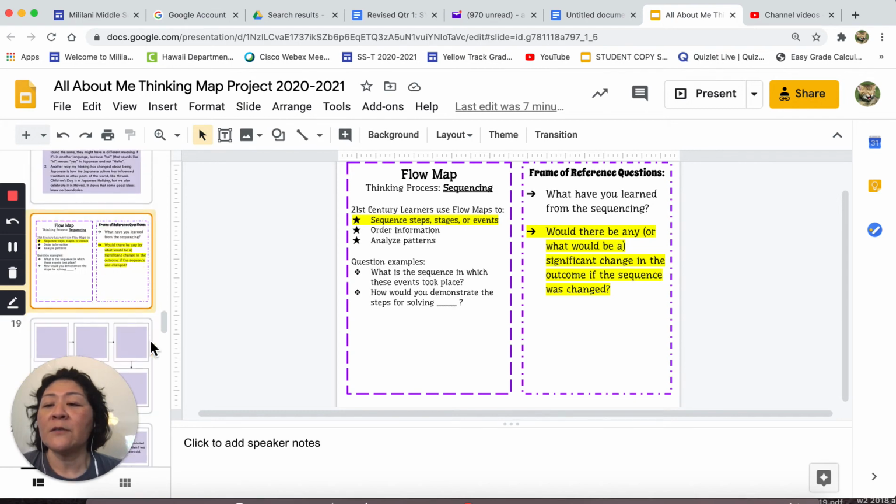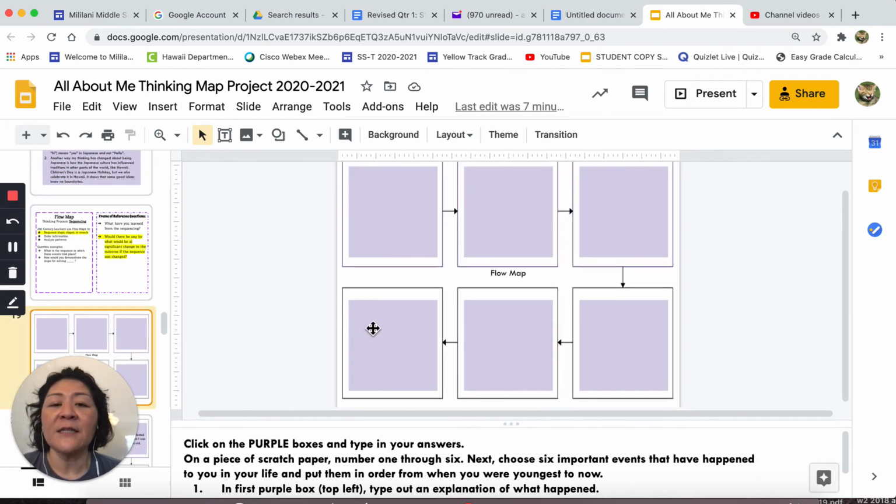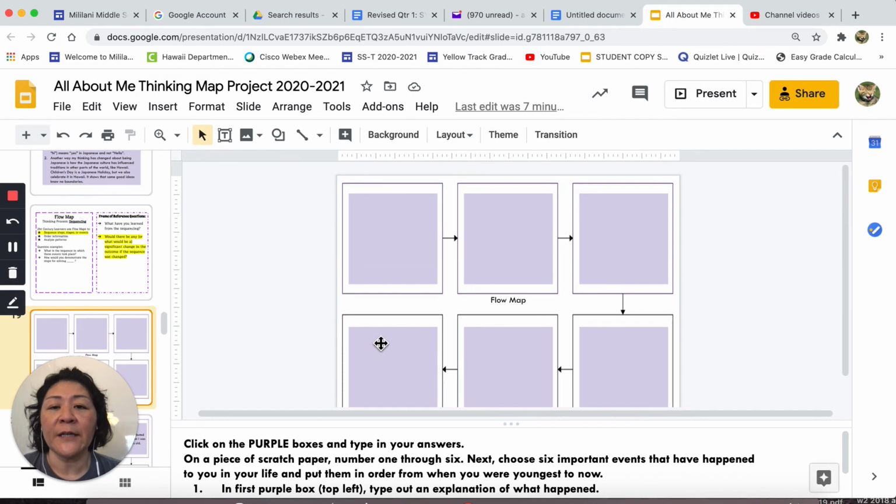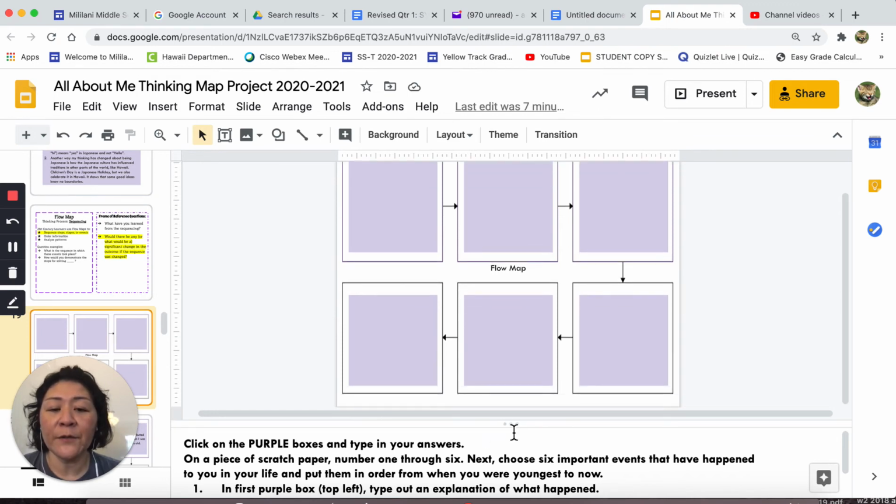So I'm going to go to the next slide, slide 19. And this is what your flow map is going to look like. And I'm going to go over the directions here.